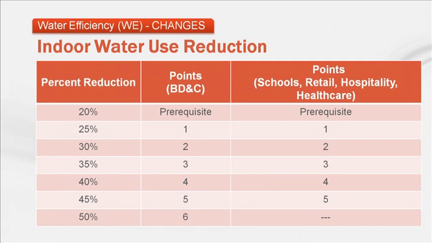In LEED version 3, the percent reduction thresholds were in 10% increments. You can see this is updated to 5% increments in LEED version 4, which offers an increase in possible points for this credit. There are 2 new credit categories that make up the rest of water efficiency.